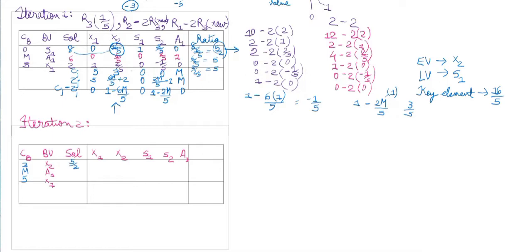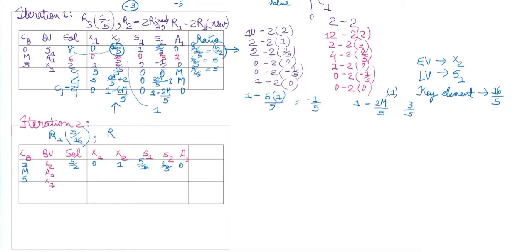Our first row operation will be R1 into 5 by 16. Why? Because it is 16 by 5, so we'll multiply it by 5 by 16 so that we get 1 there. So the whole row I have multiplied with 5 by 16.